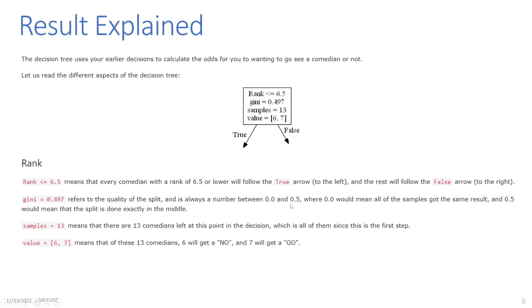Okay, so Gini 0.497 refers to the quality of the split and is always a number between 0.0 and 0.5. 0.0 would mean all the samples got the same result, and 0.5 would mean that the split is done exactly in the middle. So 0.497 here means it's almost split. That's why you notice here we have 6 and 7 almost equal. Samples equals 13 means that there are 13 comedians left at this point in the decision, which is all of them since this is the first step. And value 6 and 7 means that of these 13 comedians, 6 will get a no, the first one, and 7 will get a go.